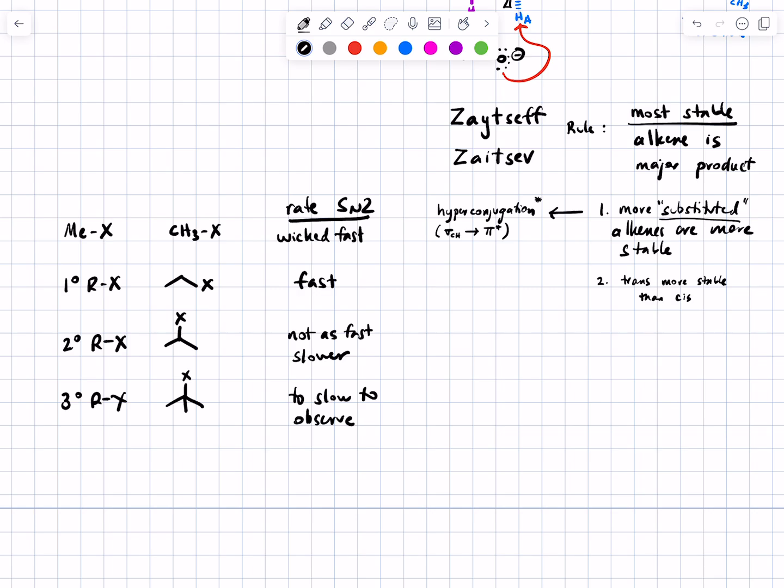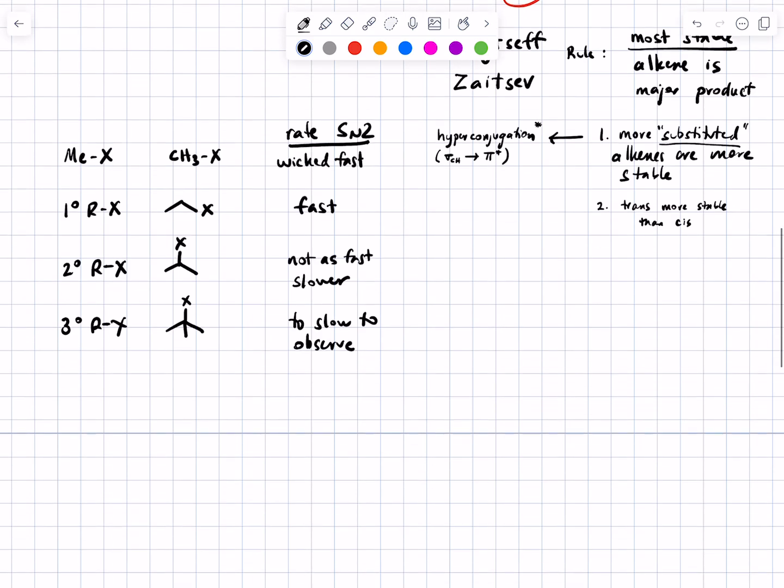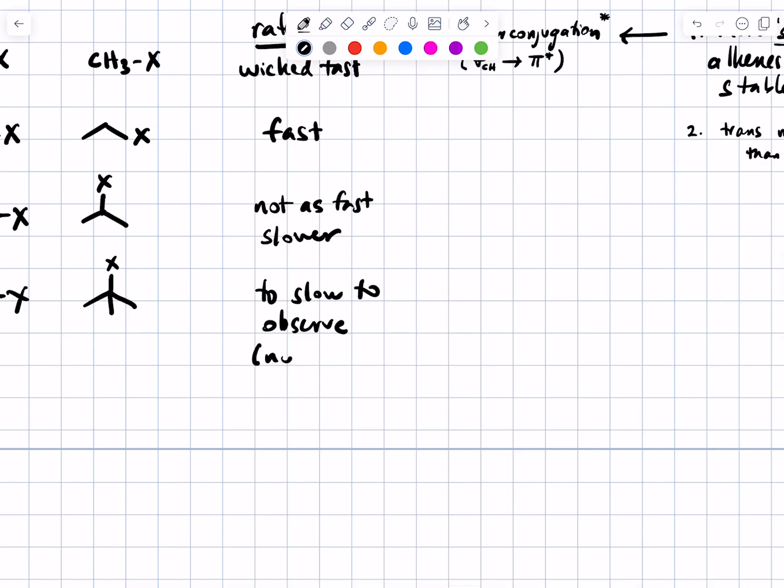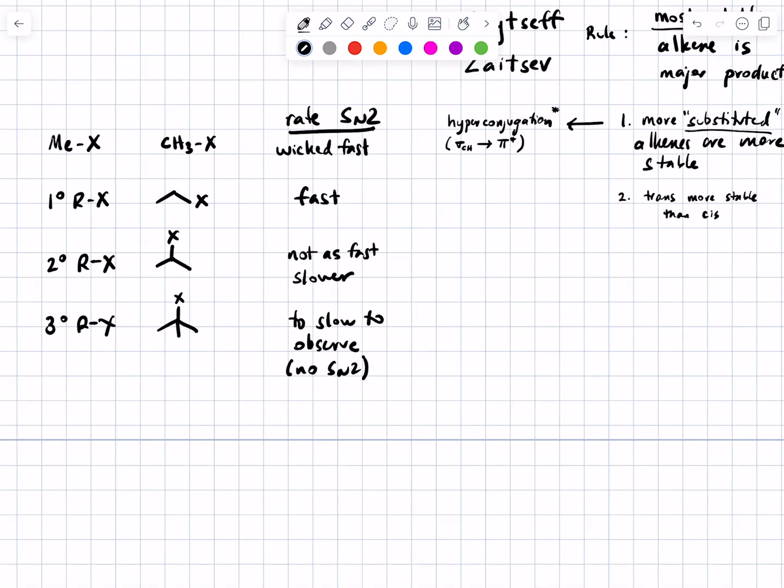And for tertiary alkyl halides, we're just going to say no SN2. The reason it's too slow to observe is that the three alkyl groups on a tertiary alkyl halide completely block the sigma star on the alpha carbon. All right?